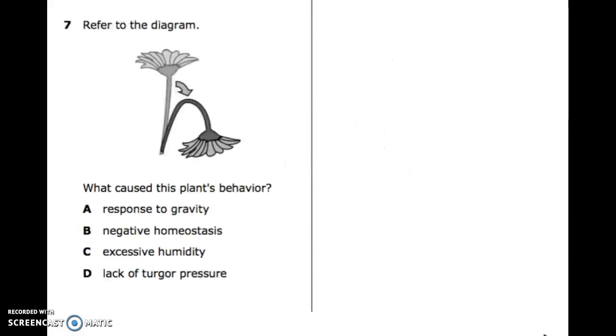Refer to the diagram. What causes this plant's behavior? A. Response to gravity. B. Negative homeostasis. C. Excessive humidity. And D. Lack of turgor pressure.